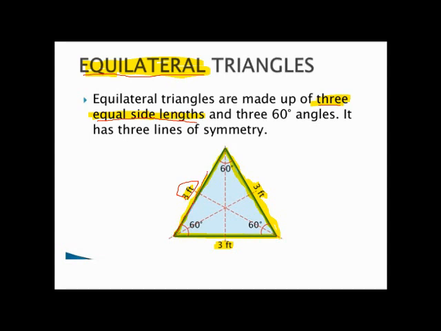This side equals 3 feet, this side equals 3 feet, and the third side equals 3 feet. So they are all the same side length. We name this triangle an equilateral triangle.